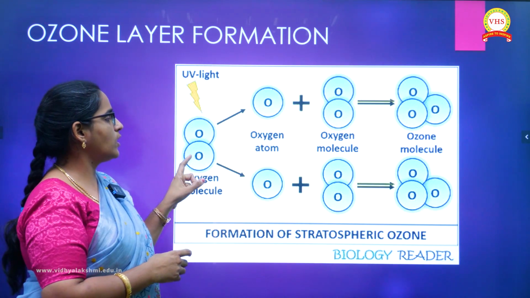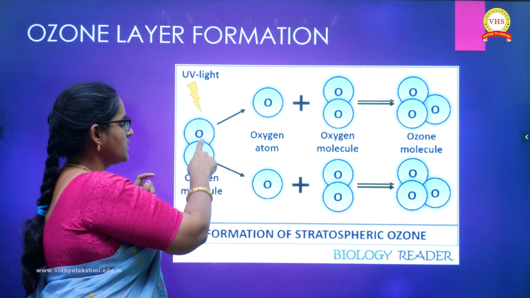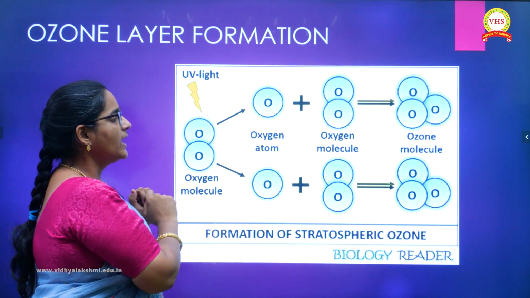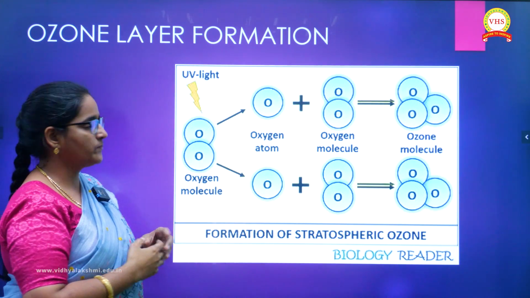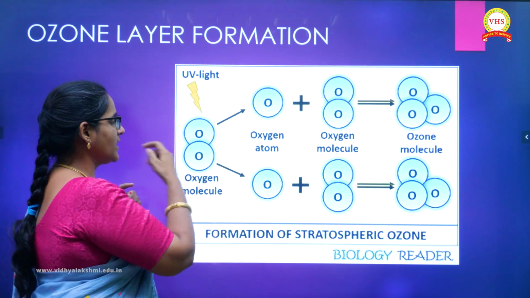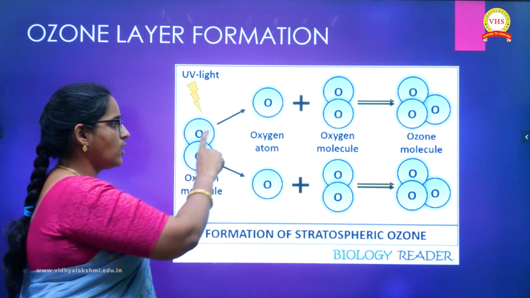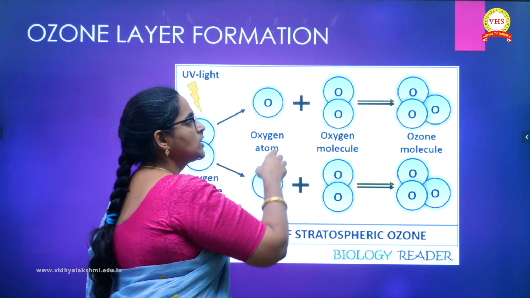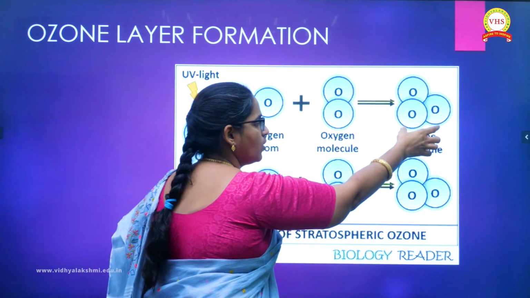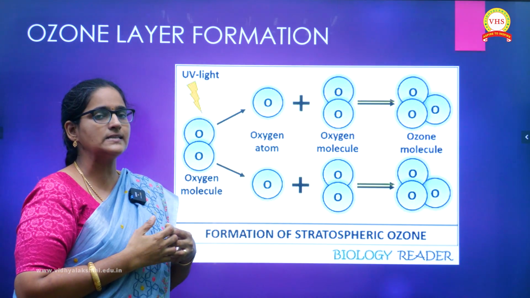So here, the oxygen molecule is represented by the formula O2. When UV radiation acts upon the oxygen molecule, it breaks it down into 2 atoms of oxygen. So here you have the O2 molecule getting broken down into individual atoms of oxygen. This oxygen atom will again go and bind with another oxygen molecule. Together O plus O2 forms O3, that is none other than ozone.